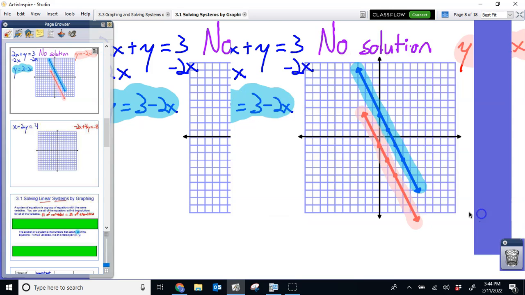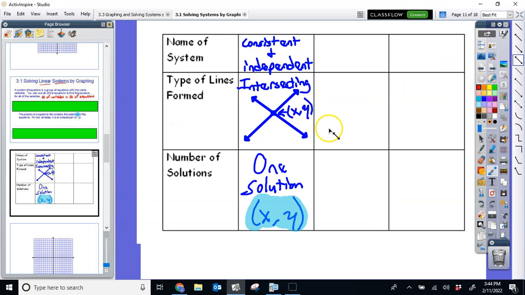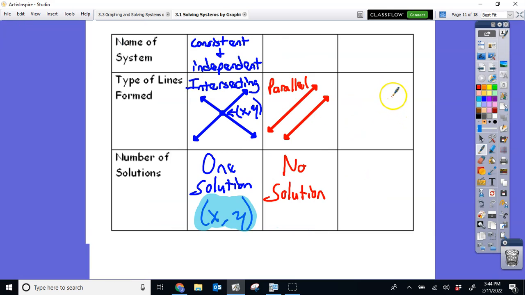So take a look at the bottom of your page again. Down to our little table here. Notice when you have parallel lines, I'm going to write that word in this little box as well. Parallel lines do not touch each other. That means there is no solution. Yes, technically that means none. I would rather you write no solution, just that way you have enough detail there to make sure people understand what you are telling them the answer is for that system of equations.